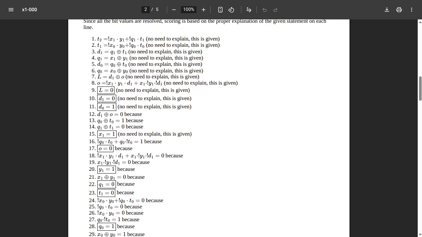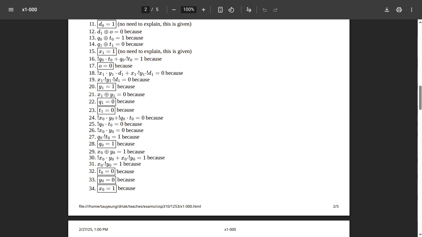All right, so the question is, what else do we know at this point? Oh, okay, so 27 leads directly to 28. I know you might not be able to see the bottom, people at the back of the classroom. 27 directly leads to 28 because 27 says the conjunction of two things is true, and the only time a conjunction is true is when both sides are true. So Q0 and not T0 both have to be true. So 28 is a direct conclusion of just 27.